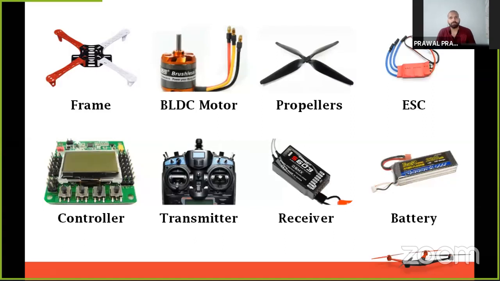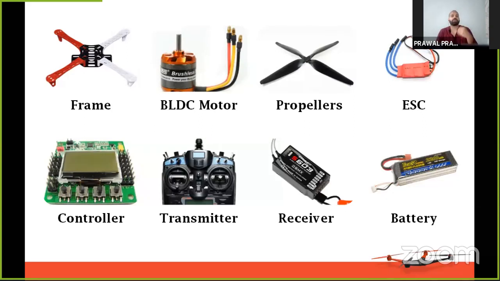So there's a frame, BLDC motor, brushless DC motor, propellers, electronic speed controller. There is one brain of the robot that is called your controller. Okay. There is a transmitter to transmit the signal from your remote, and then there is a receiver to receive the signal on the drone that you are transmitting from the remote. And the most important thing, that is battery. Without battery, none of these things are useful. Okay. So these are the 8 main things that you need to make a drone.